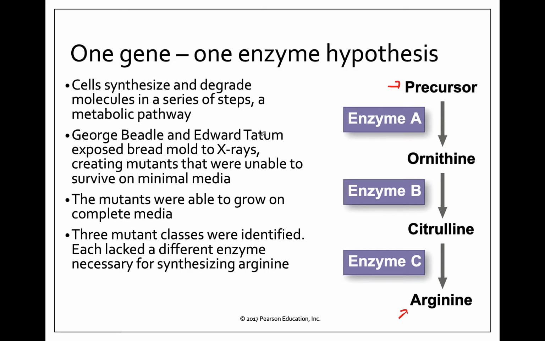So Beadle and Tatum were the first ones to track mutant genes, so genetic mutations in the genes that code for these three enzymes, and then find mutant classes of mold that were not able to survive based on what enzymes were broken and which precursors they were given.